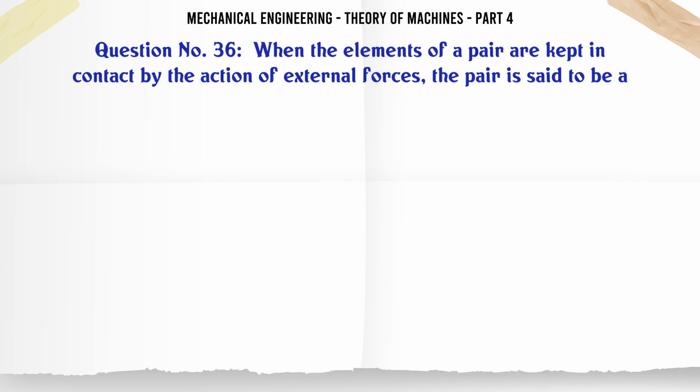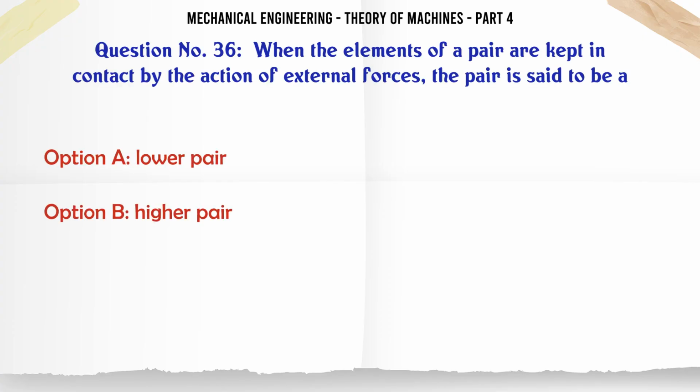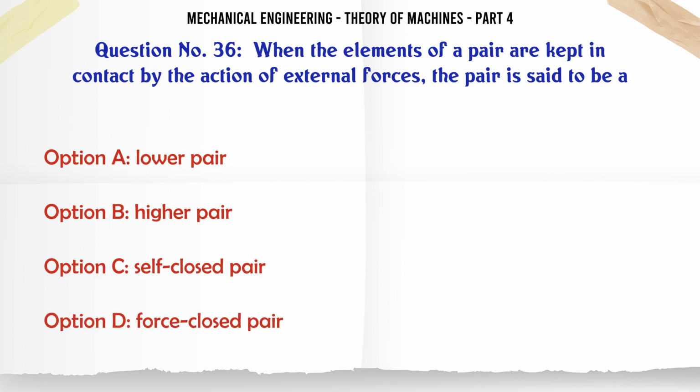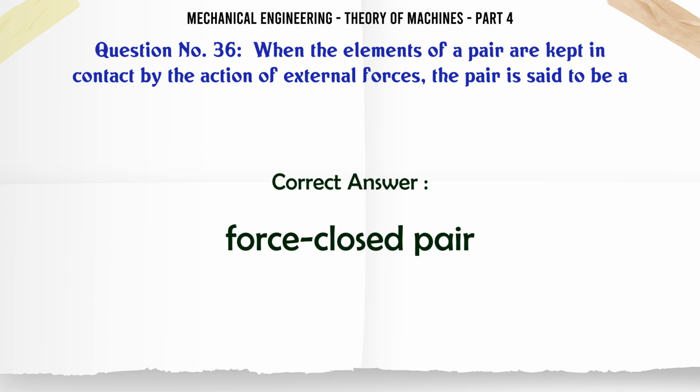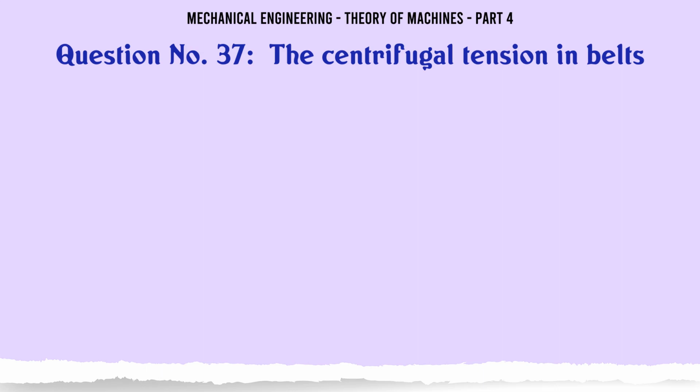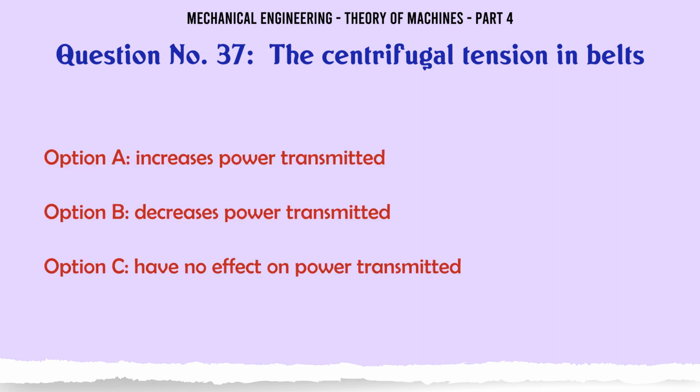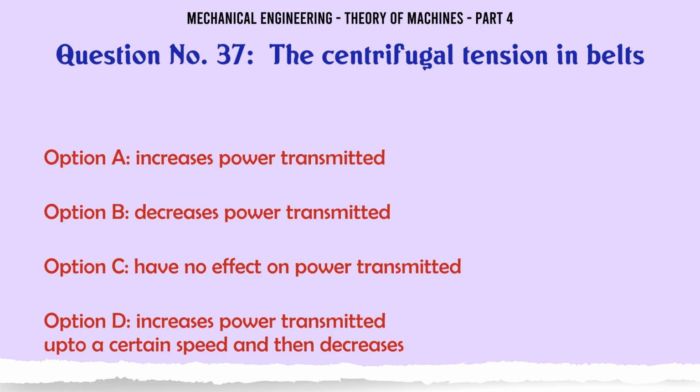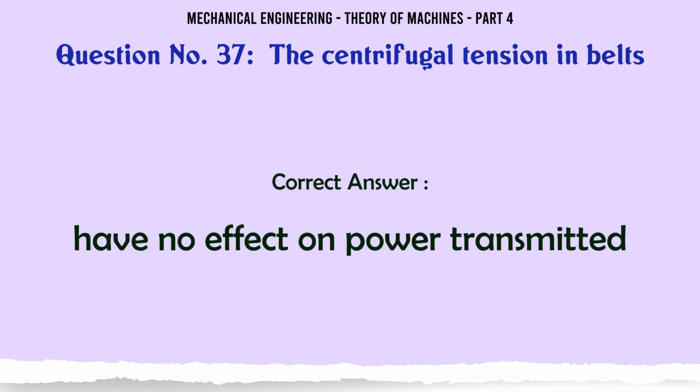When the elements of a pair are kept in contact by the action of external forces, the pair is said to be A lower pair, B higher pair, C self-closed pair, D force-closed pair. The correct answer is force-closed pair. The centrifugal tension in belts, A increases power transmitted, B decreases power transmitted, C have no effect on power transmitted, D increases power transmitted up to a certain speed and then decreases. The correct answer is have no effect on power transmitted.